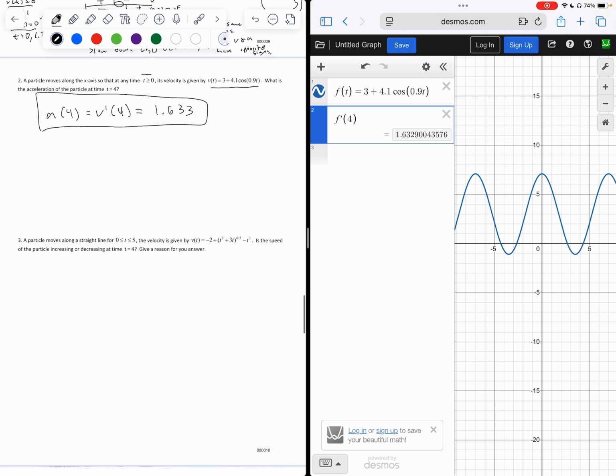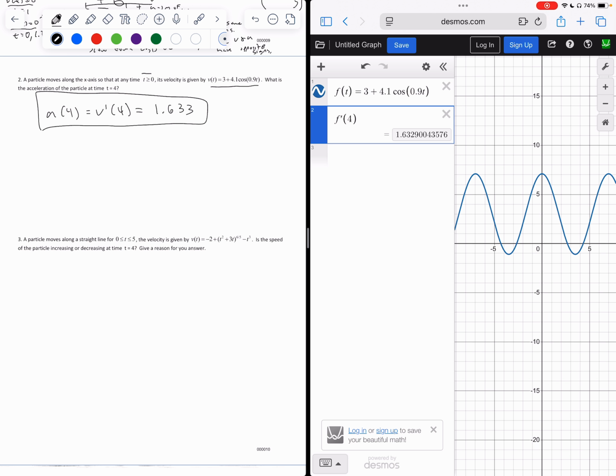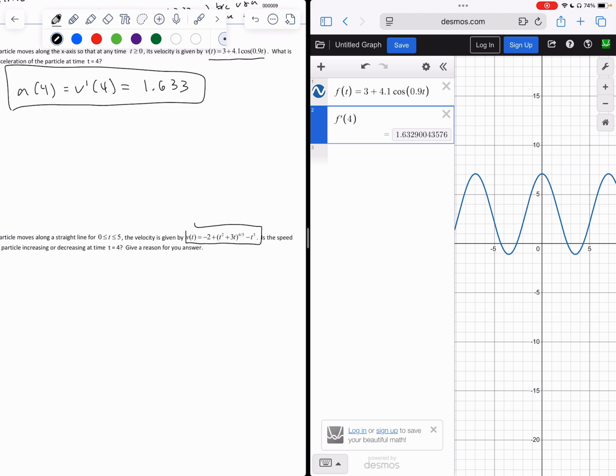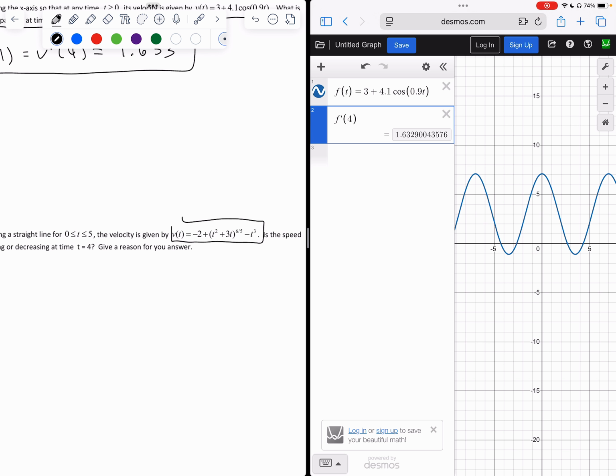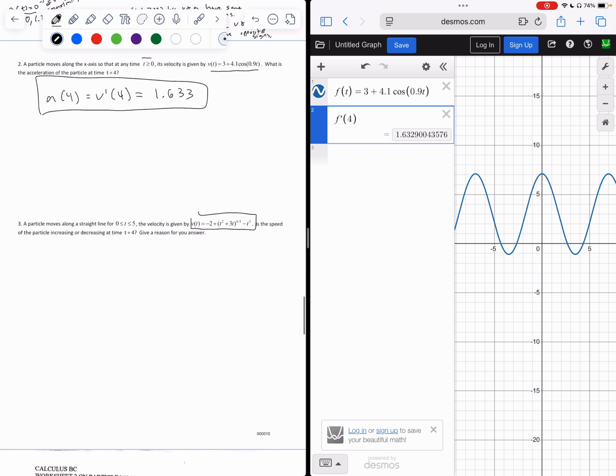All right, question 3 is always a fun one. It says a particle moves in a straight line from 0 to 5. The velocity is given by the following equation: negative 2 plus t squared plus 3t to the 6/5 minus t cubed. And we want to know, is the speed increasing or decreasing?